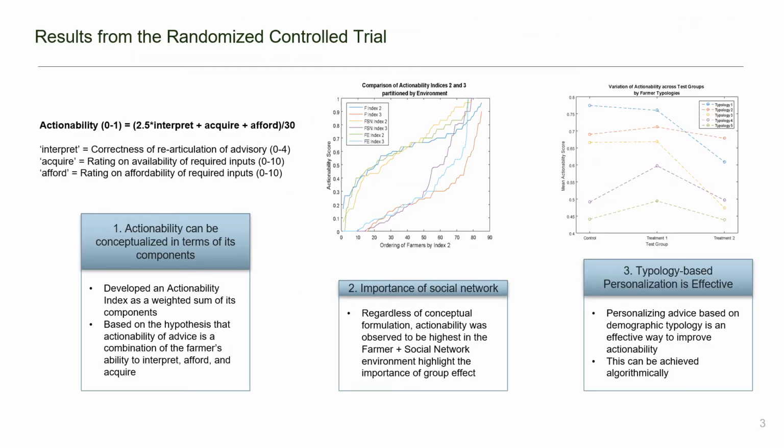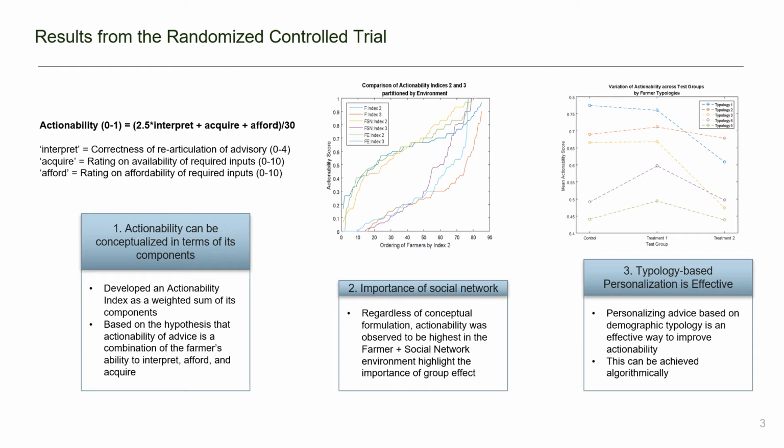Our hypothesis was that the actionability of a soil health recommendation is based on some combination of the farmer's ability to interpret, afford, and acquire the necessary materials. Using the results from the RCT, we were able to construct a numerical index of actionability as a weighted sum of these components. Some of the key findings from this experimental framework are as follows.